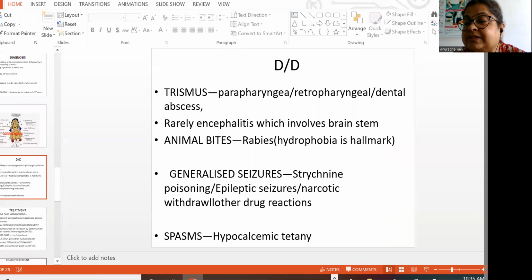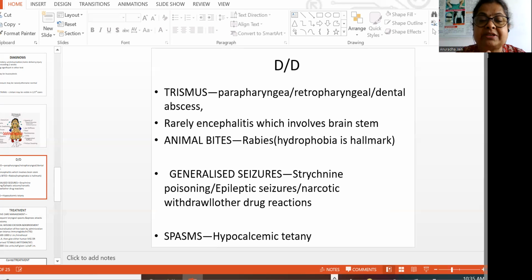So, differential diagnosis. Can any other spasm be confused with it? I told you first about the incubation period. If onset is before 2 days of life or after 2 weeks of life, and there is no history of home delivery or unhygienic practices, it is less likely to be neonatal tetanus. Trismus also occurs in other conditions.